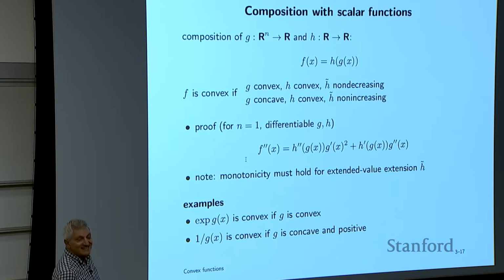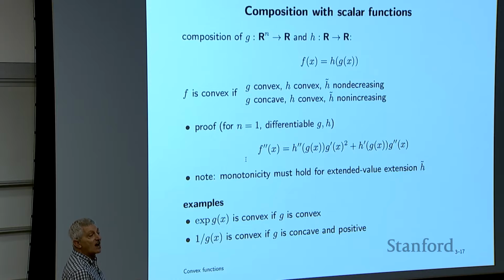We're going to go beyond that now, okay? We're going to have g be not affine. So here's the rule. It says that this composition is convex if g is convex, h is convex, and I'm going to be very informal and just say increasing.